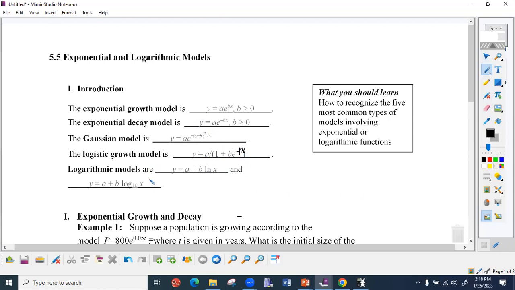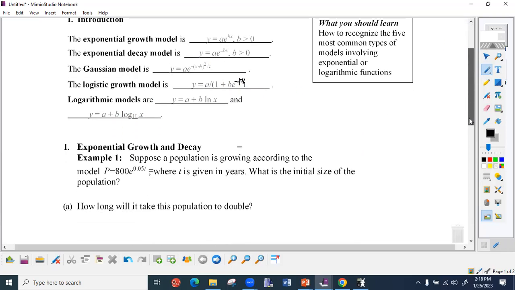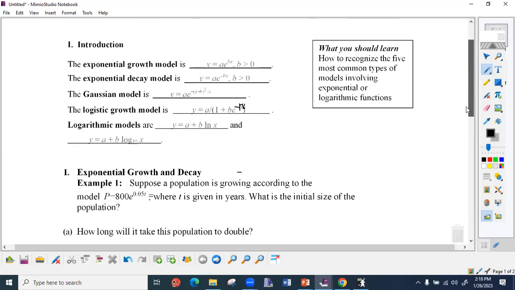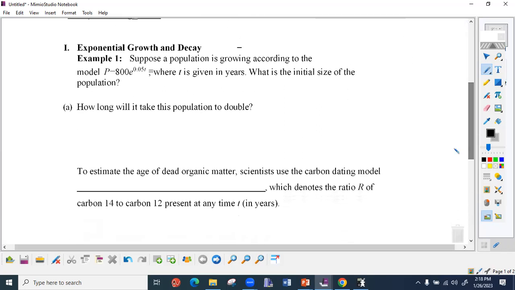And then lastly are our log models: y equals A plus B natural log of x, and y equals A plus B log x, the common log, okay? And so we're going to go through how to recognize the most common uses of these functions. All right, first, exponential growth and decay models.